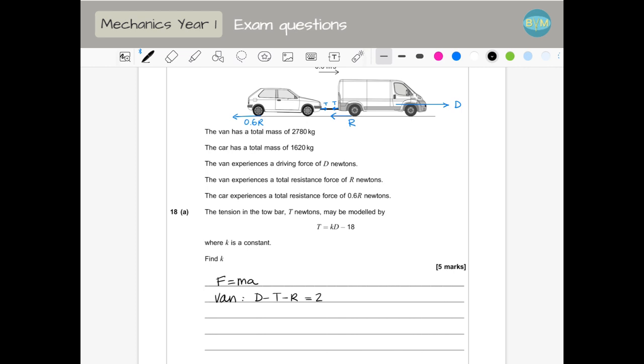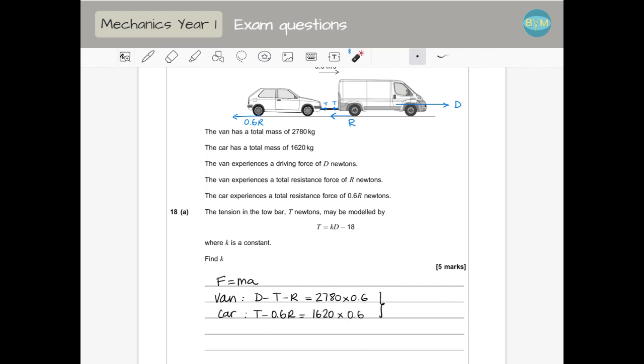equals the mass of the van, 2,780, times the acceleration. If I do the same for the car, the resultant force is going to be T minus 0.6 R. So always in the direction of motion, force first. This is going to be equal to the mass of the car, this one, times 0.6.